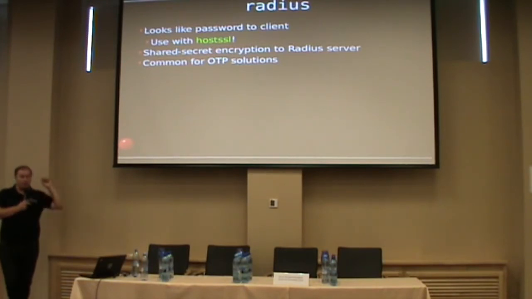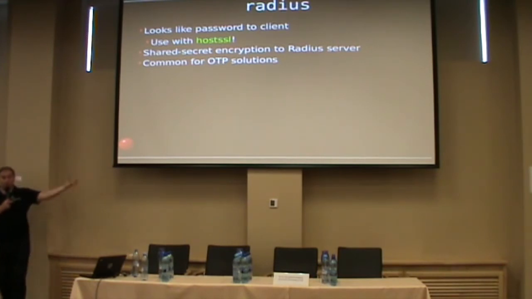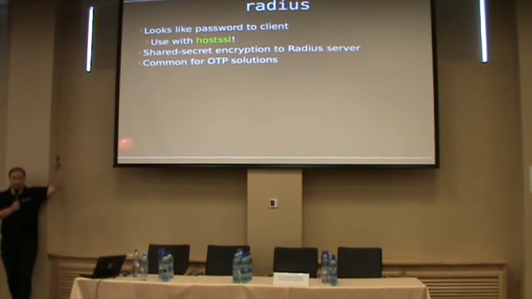So basically, it looks like a password to the client, again, just like LDAP. And when Postgres gets the username and the password, it packages them up, encrypts them with a shared secret, and sends a single UDP packet to the RADIUS server. And the RADIUS server sends back a single packet saying either yes or no. That's basically it. But again, it's a password to the client, so it's clear text. So you should only use it over SSL connections, unless all your users are local.